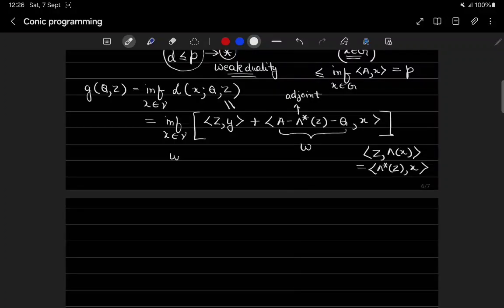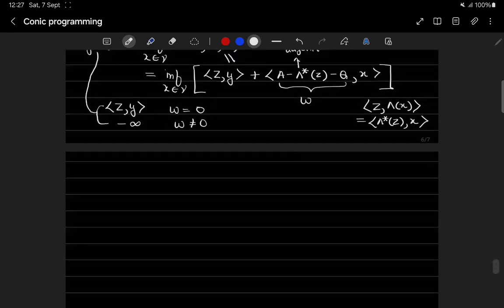And now if omega is equal to 0, then this infimum over x belonging to V does not appear because there is no x, and we have the value zy. If omega is not equal to 0, then I can appropriately find x, that is minus omega, and rescale it to minus infinity basically.